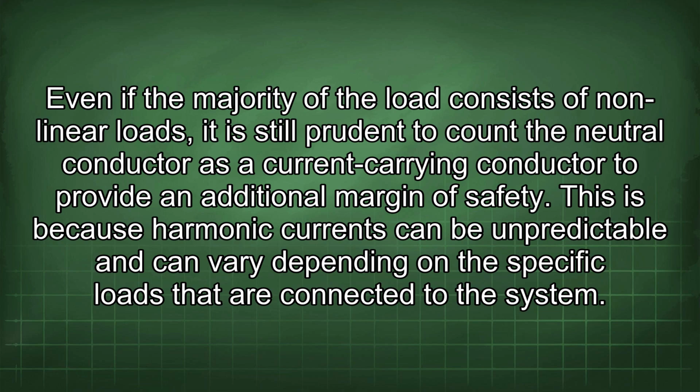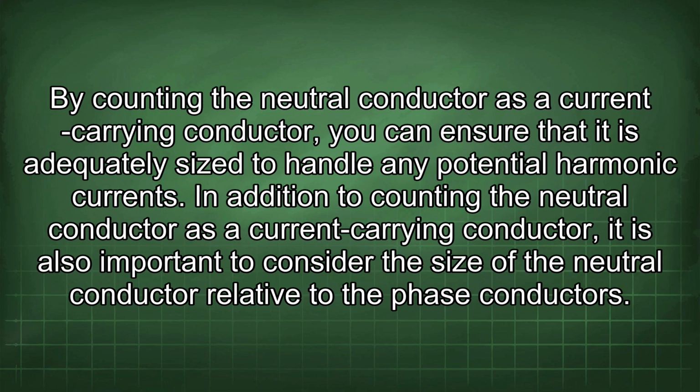This is because harmonic currents can be unpredictable and can vary depending on the specific loads that are connected to the system. By counting the neutral conductor as a current-carrying conductor, you can ensure that it is adequately sized to handle any potential harmonic currents.